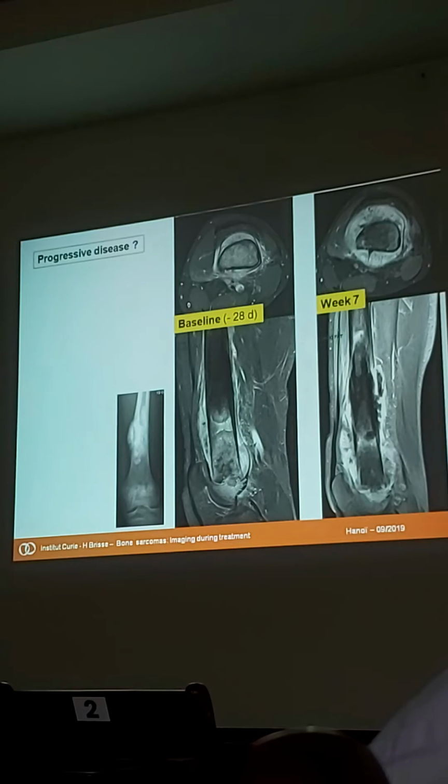We have to remember always. We have to check the date of the examination and compare to the date of the first day of treatment. So here there was 1 month's delay between the MRI and the beginning of the treatment. So probably the tumor increased during this period of 1 month, and probably at week 7, the tumor is actually stable, or maybe already decreased a little. Okay, so it's a trap for us. We just have to remember this.